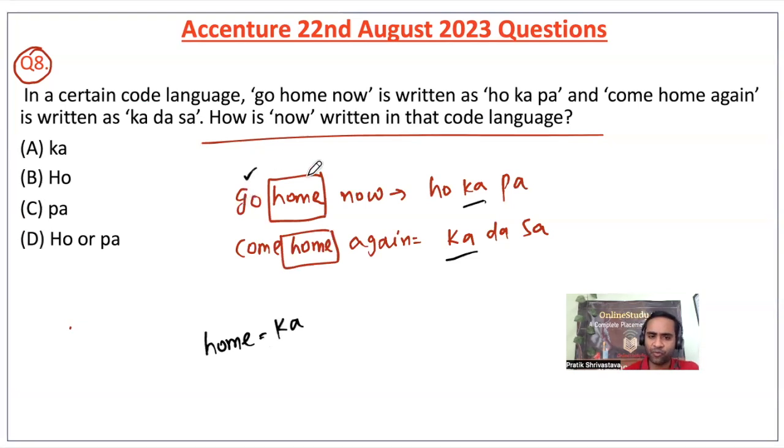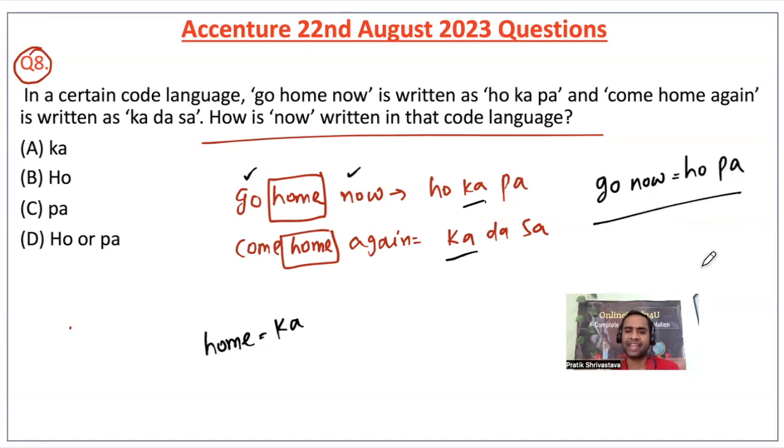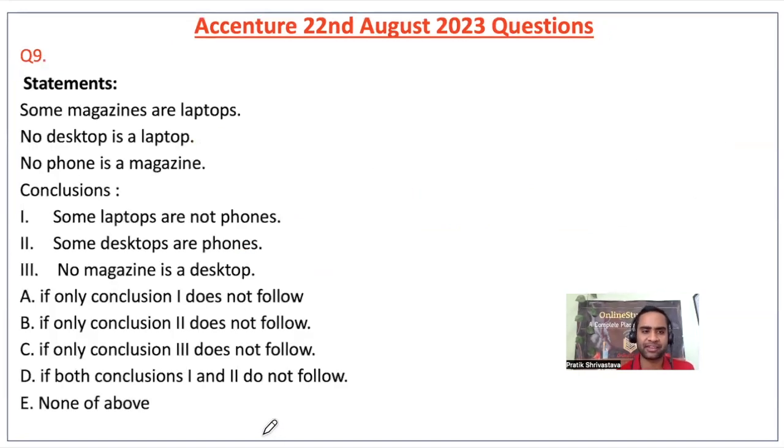So friends, right now we have go and now. So now ho or pa. So friends, we don't know exactly what will be the code for now, right? So we don't know what exactly will be the code for now. So either HO or PA, that means option G will become the correct answer here.